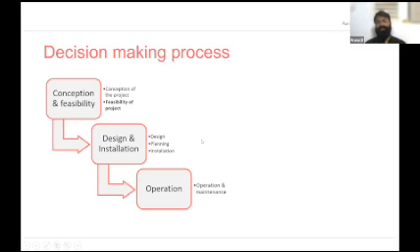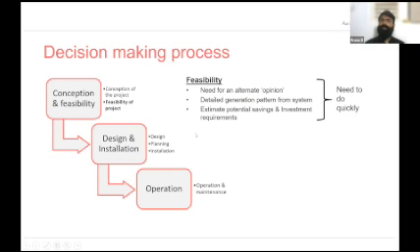Further, once we have assessed that we need the solar system or the rooftop solar system, the decision-making process would begin with the conception of the idea or the project, to check the feasibility of the project, to do a design and planning for the implementation or installation of the system, and finally operate and maintain the system over its lifetime period.